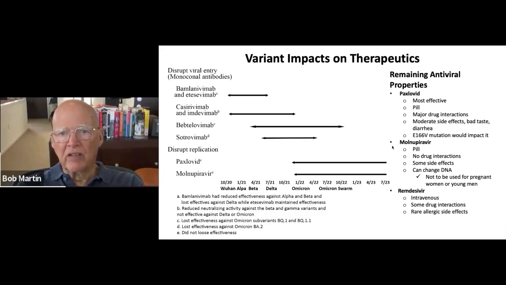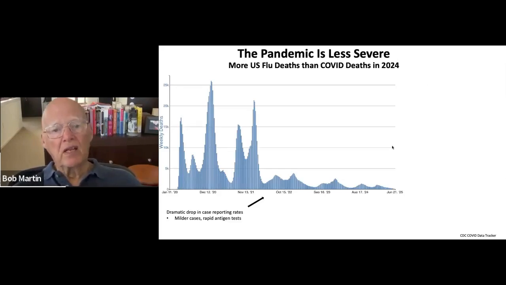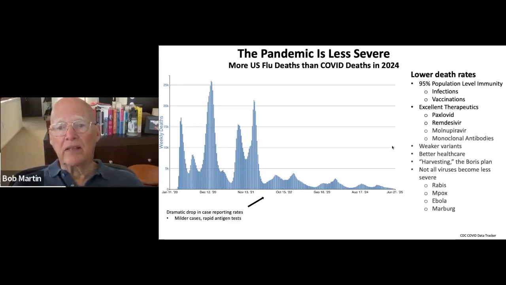You gotta watch the drug interactions, moderate side effects. The next one, also a pill, no drug interaction, some side effects, can damage DNA, so not to be used for pregnant women or young men. The last one is intravenous, not as effective, has some drug interactions, rare side effects. Okay, this chart is behind my opening comment. These are the deaths from COVID. They're way less.